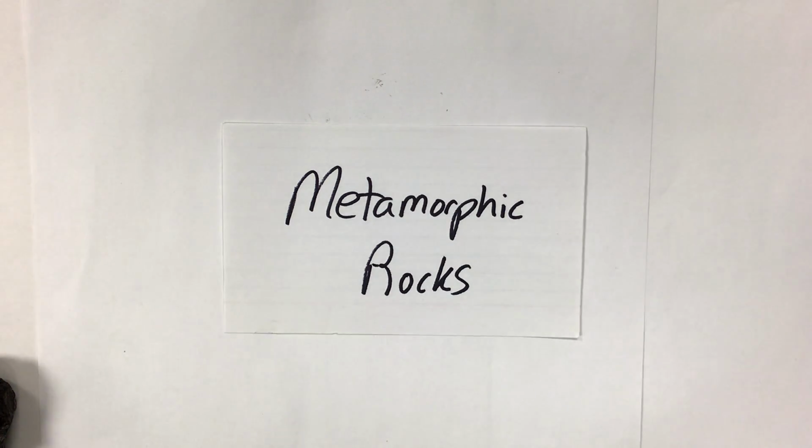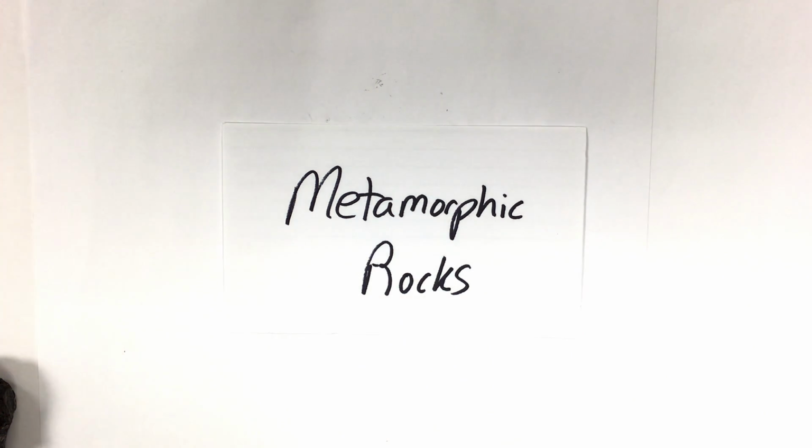Now, one of the really nice things about metamorphic rocks is that you are typically able to tell what type of rock it was in its last stage in the rock cycle. So granite turns into a metamorphic rock, and we know what type of metamorphic rock that is. Sandstone turns into a type of metamorphic rock. We know what that is. Limestone turns into a certain metamorphic rock. So we know where they go.